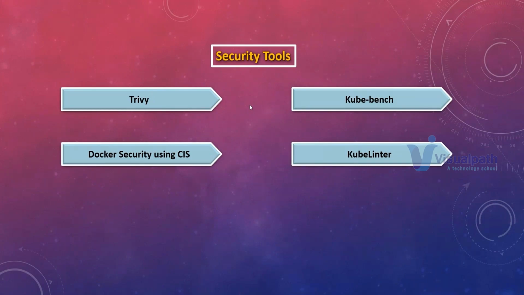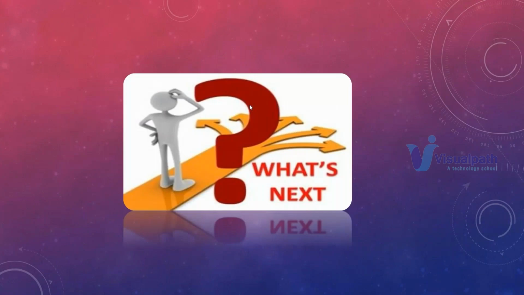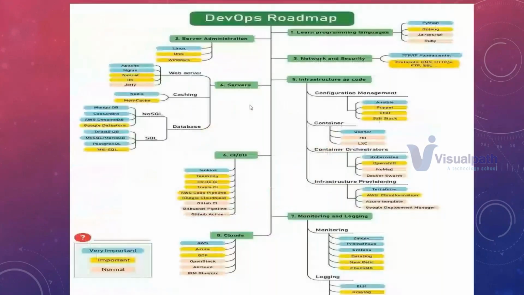Okay, and then what is next? After completing all these particular topics, this is your DevOps roadmap. This is DevOps. Actually, you can add security tools as well, what I've shown you right now. So if you look at this particular map, if you want to be a DevOps engineer, what are the categories that we have and what are the tools that we have to learn? Here, blue color is very important, yellow color is important, and the third one is normal.